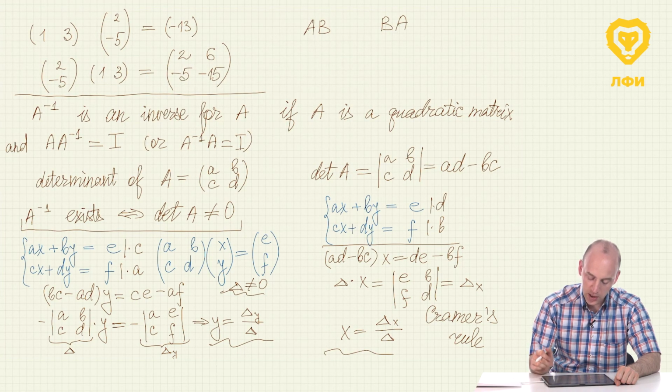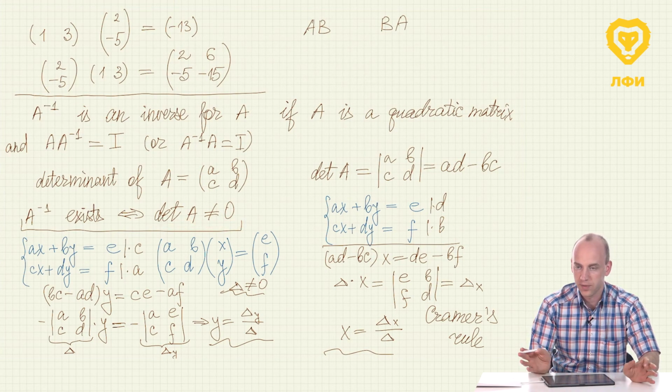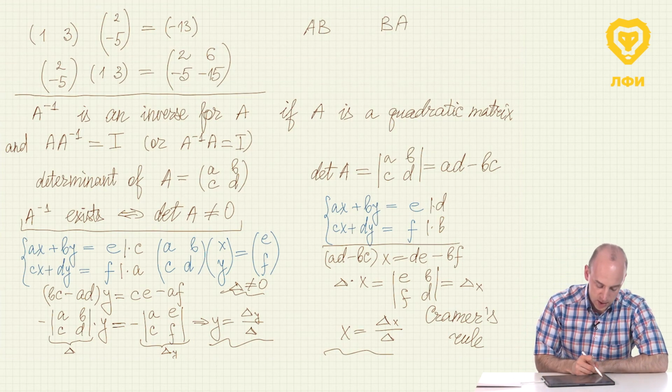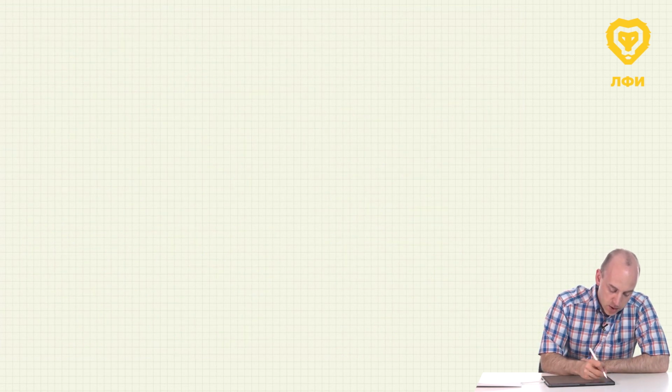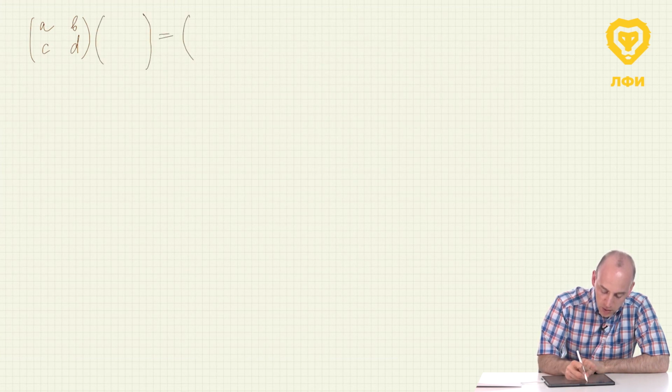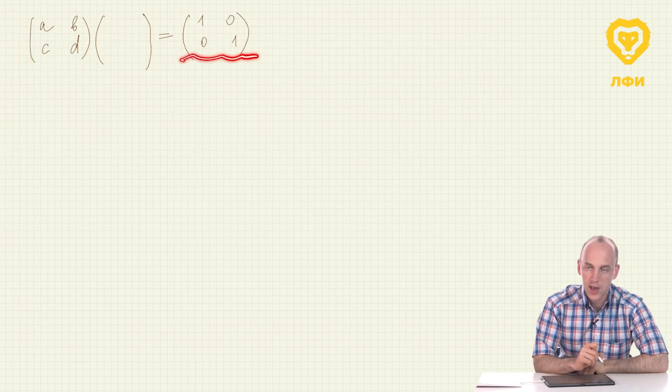And now what is left is to get to know how we can get an inverse matrix for a quadratic matrix of 2 by 2, provided that its determinant is different from 0. If it is 0, it doesn't exist according to the statement. Okay, so let us consider the following situation. We have some matrix with elements a, b, c, d. Then there is some other matrix we do not know, and we need to find such a matrix that if multiplied by the initial matrix, it yields an identity matrix.